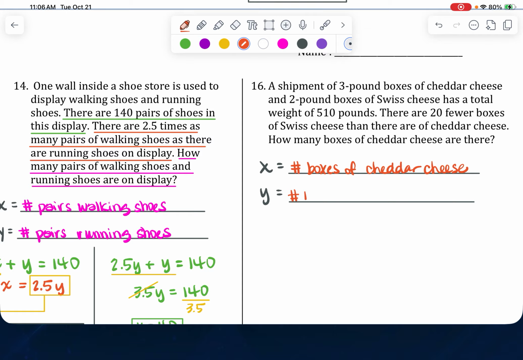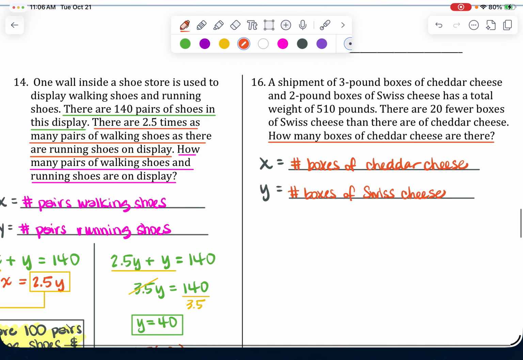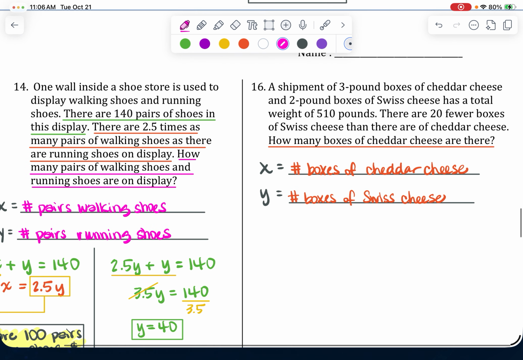But Y is, I still have to find boxes of Swiss cheese, right? Because I've got to play those off of each other so I can actually set up the system. So even though it only asked me for cheddar, I still had to have a variable for both, okay? All right, let's go set up some equations.